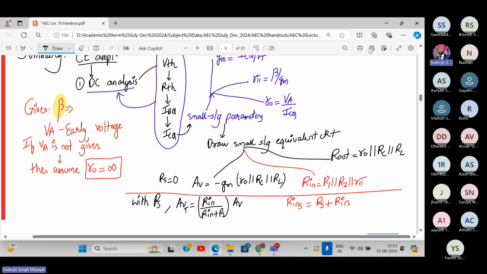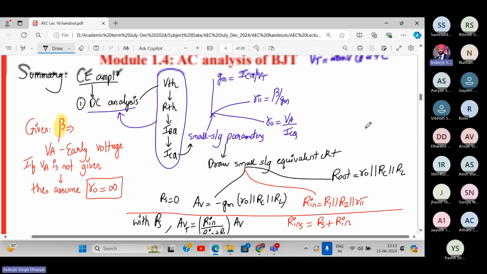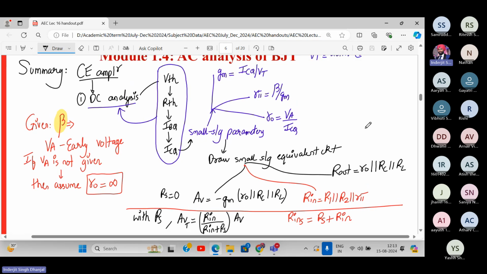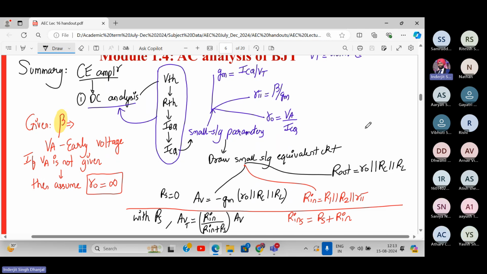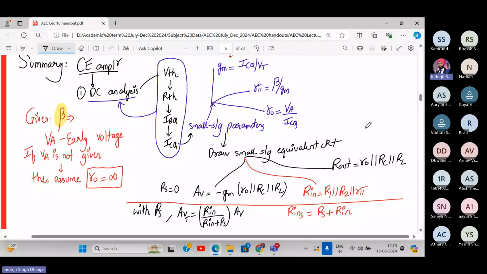So this is the entire summary of how we solve a numerical. And if a numerical on common emitter amplifier is asked in the exam, it will be asked for 10 marks only. Is that fine, everyone? Can we start with the analysis? One minute, sir. Yes. You're writing something down? Yes, sir.